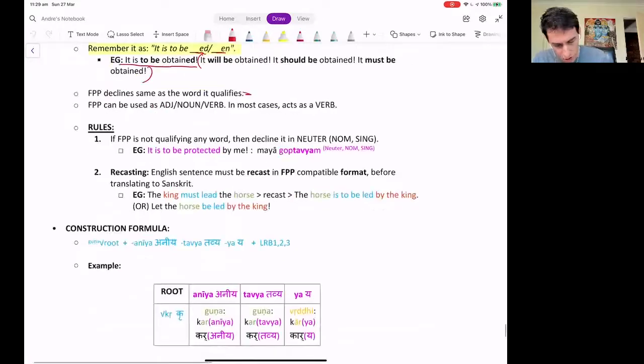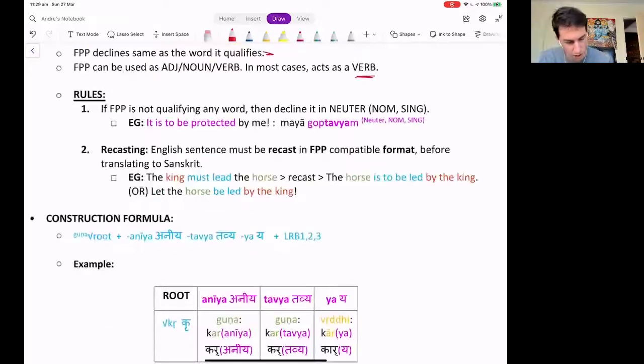We know that. In most cases, it will act like a verb. A little rule here. If you just say, it is to be protected, it is to be protected by me, now notice how you're not qualifying any nominative, right? You're not saying like Rama is to be protected by me, like Ramaha maya goptavyaha. Then you decline it as a neuter nominative singular.